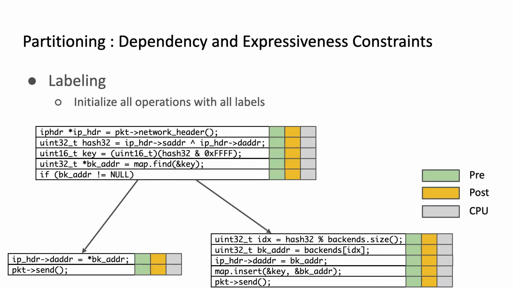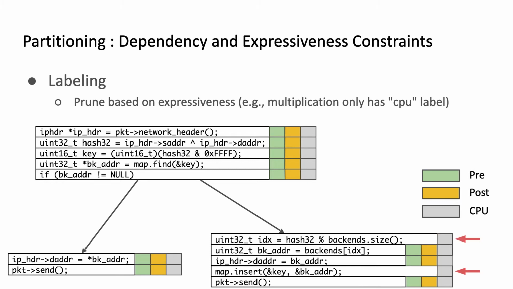Now, in order to assign labels to each operation in this program, Gallium will first initialize all operations with all three labels: pre, post, and CPU. After that, we will consider whether each operation can be performed on the programmable switch. For example, on the programmable switch, we cannot perform integer division and table insertion. Therefore, for these two operations, they will have their pre and post label removed.